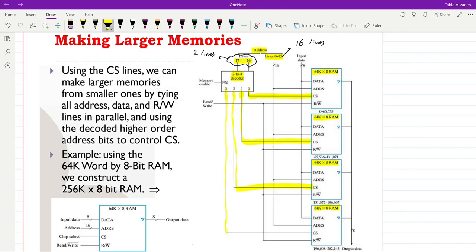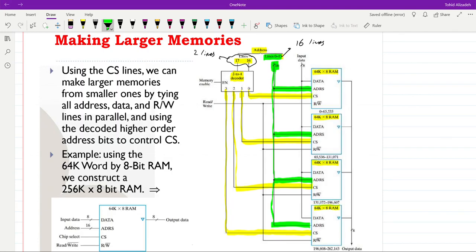Okay. So with those 2 lines of the address, one of these smaller memory ICs will be selected and they will become active. The next 16 least significant lines of the address, as you can see over here, will be directly connected to the address input of all of those memory ICs. So all of them will be connected to each other and to these 16 lines of the address.